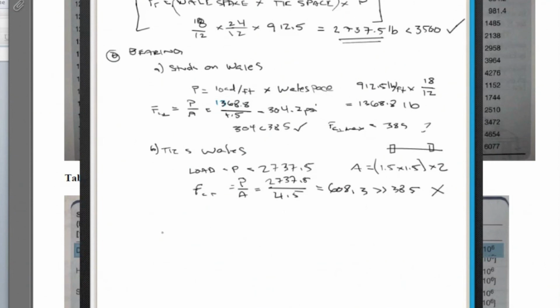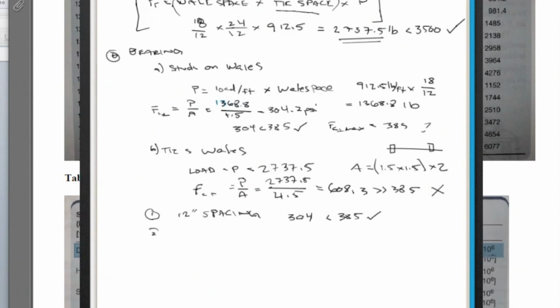Well, there's two things we can do, and this is where kind of the iteration process comes in if you were trying to design this. One option is to use smaller spacing. If we use smaller spacing, that affects the load on the ties right here. So if we use the tie space and decrease this from 24, then we could get it good. So let's use 12-inch spacing. If we use 12-inch spacing, you can go ahead and do the math. We come out with 304, which is less than 385, which works.